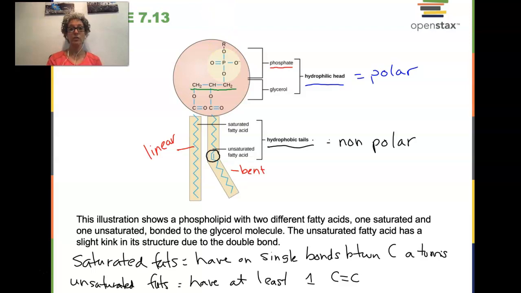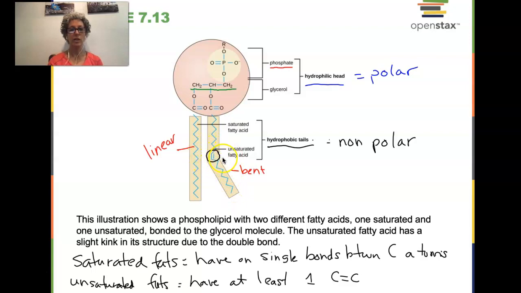The key things with a phospholipid is that because of the phosphate, the top portion of a phospholipid is polar, hydrophilic, water-loving. The bottom portion has the fatty acids. They are hydrophobic, water-hating, or nonpolar. This phospholipid is shown with 1 linear fatty acid and 1 that is bent.